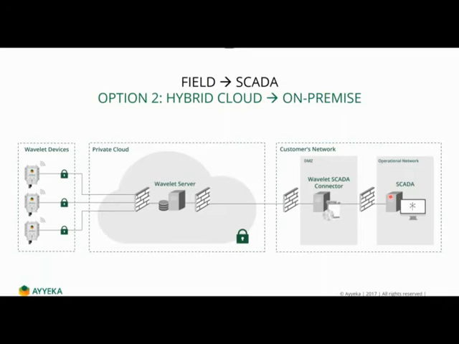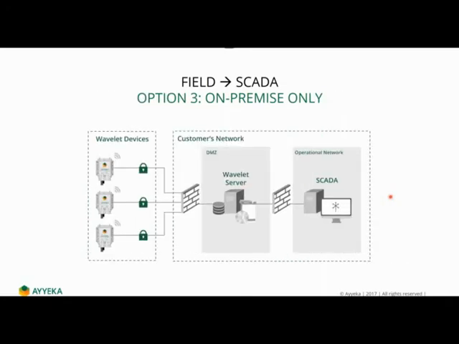Lastly, if your cybersecurity policy does not allow you to use cloud at all, which is quite common in the industrial world, then you can have the devices transmit directly to your network. Without going through our cloud, you would still need our connector right here, and then we will push the data to the SCADA. And by that, I would like to summarize our webinar.